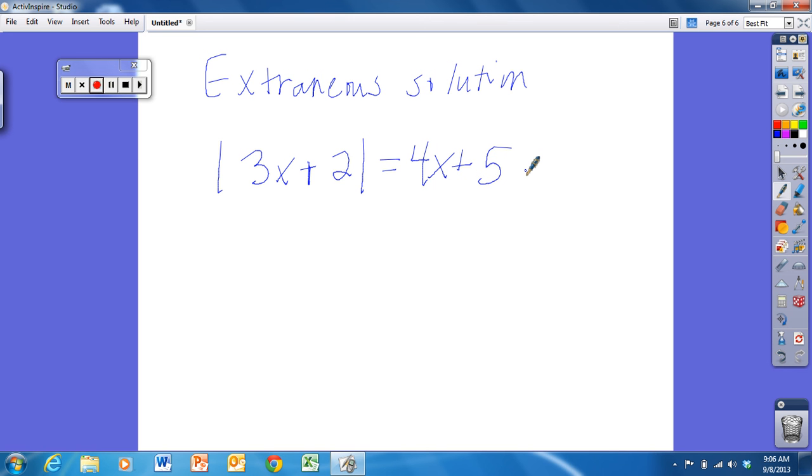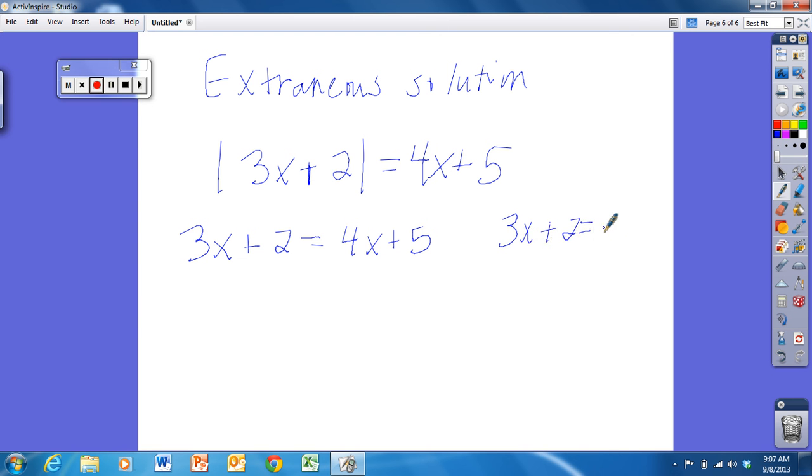So we know we have to set up two equations because our absolute value is already isolated. So we're going to say 3x plus 2 equals 4x plus 5. But remember, your other equation has to be the negative of that.